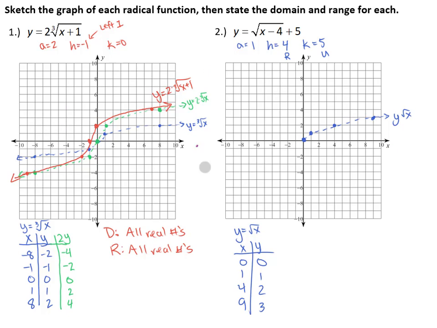Next, I would multiply everything by my a value. But since a is 1, it'd be pretty silly to multiply them all by 1. So we can stop there. We don't have to do a stretch or compression or reflection.